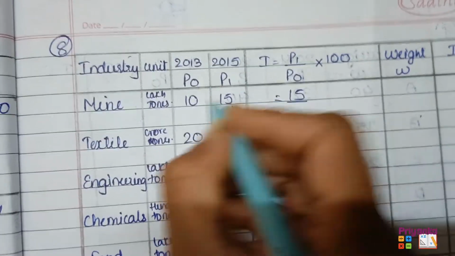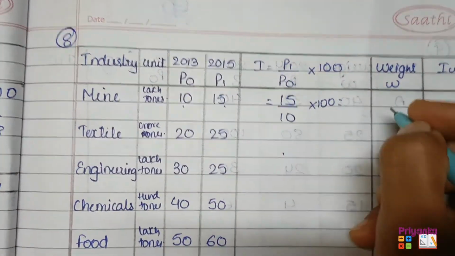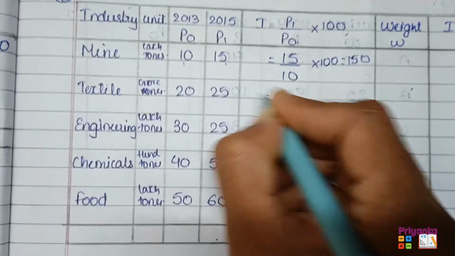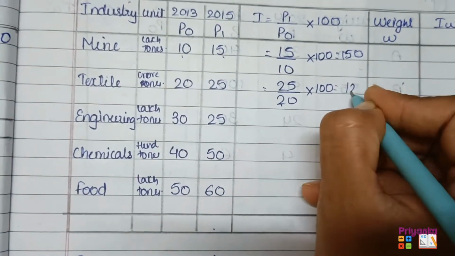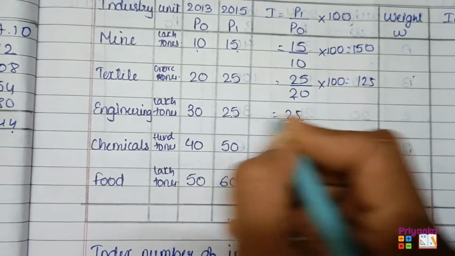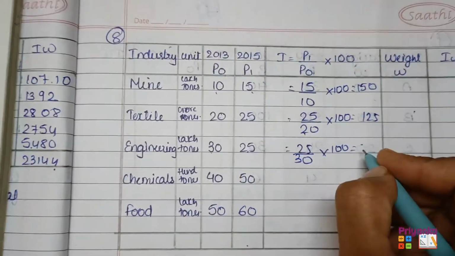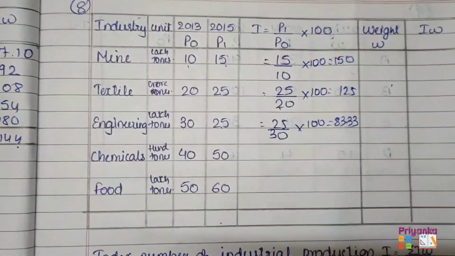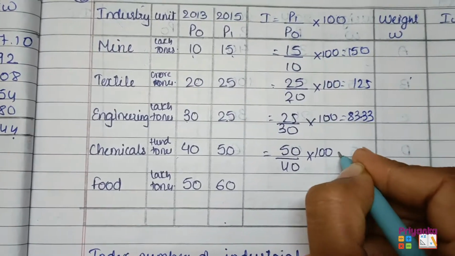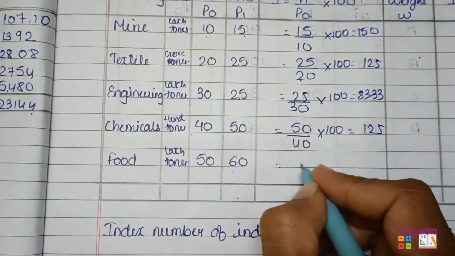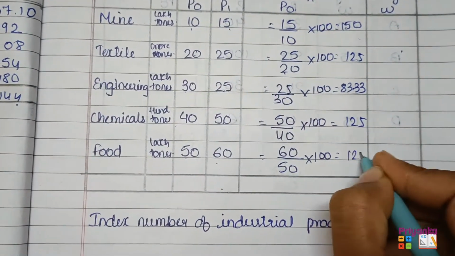P1, that is 15, P0 10, multiply by 100, here we get 150. Next, current year 25, base year 20, multiply by 100, that is 125. Current year 25, base year 30 into 100, that is 83.33. Next, 50, current year, base year 40, multiply by 100, here we get 125. Current year 60, base year 50 into 100, and the answer is 120.